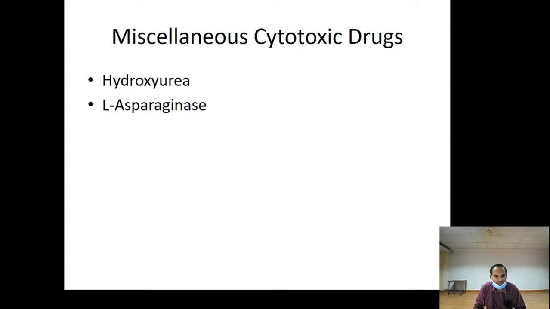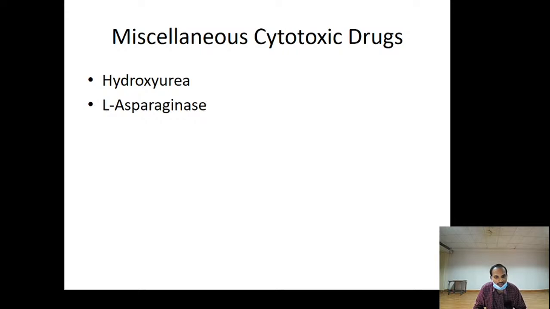It has got a unique action. Hydroxyurea is an inhibitor of the ribonucleotide reductase enzyme, and you know that ribonucleic acid is formed first and then deoxyribonucleic acid is formed from it. So ribonucleic acid becomes deoxyribonucleic acid because of the action of the ribonucleotide reductase enzyme. Hydroxyurea is an inhibitor of that ribonucleotide reductase enzyme.